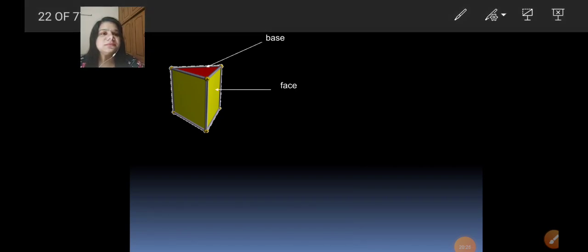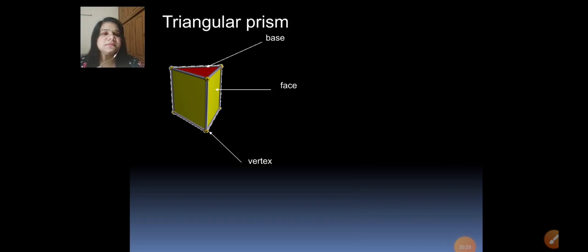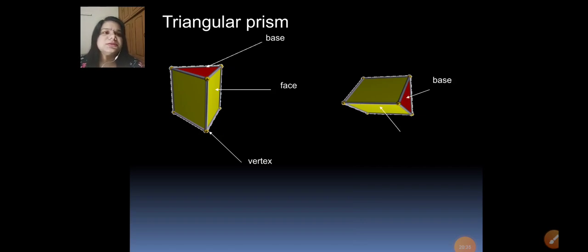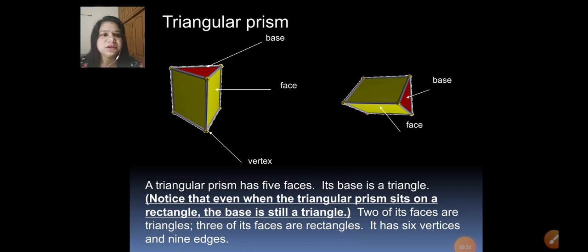So next, just check. Here I have drawn the triangular prism in another way. Base and top are the same, so this is a triangular prism. Just check. This is the base and these are its faces, and the vertex. It can be in this way also, but this will be called the base only. Okay, a triangular prism has 5 faces, right? So 2 faces are triangles, but the base is still a triangle. It can be kept in any way.